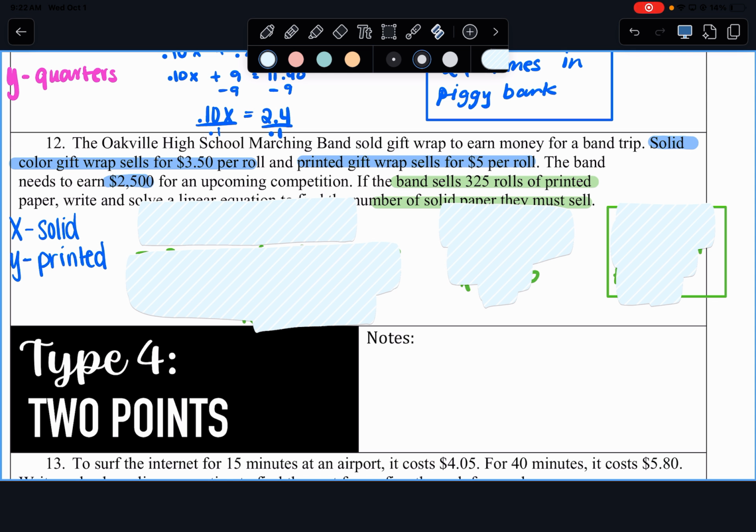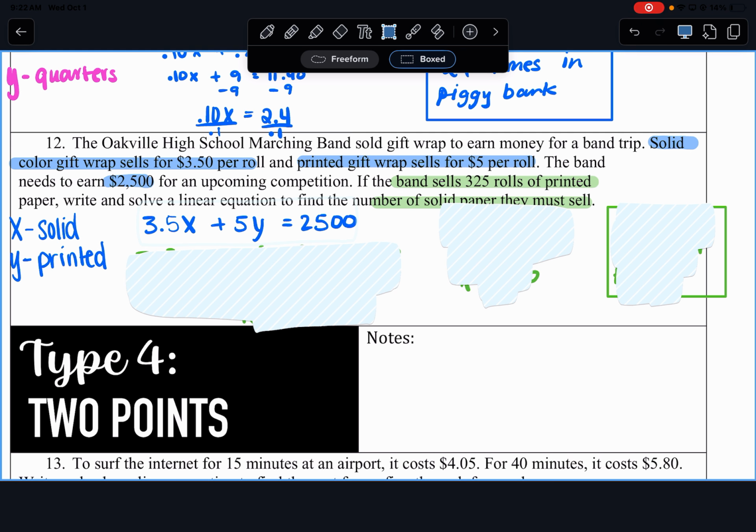So if you did x as your solids, y as your printed, and you set up this equation, you are going to get that you have 3.5x plus 5y is equal to 2,500. Okay? Then it tells you that if the band sells 325 rolls of printed paper, find the number of solid paper it must sell. So we have to plug in 325 for what?